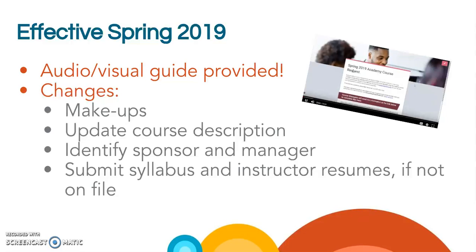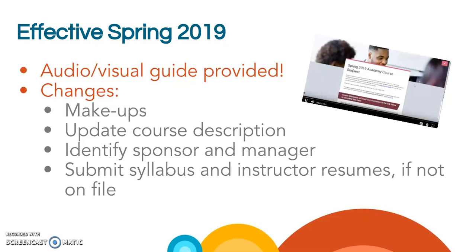We may not use them. Most likely we will, because that's what the trend has been. And update the course description as mentioned earlier. Identify who your sponsor and your manager are. We will try to determine who they are based on our relationship with different programs. And we will also ask the directors to identify the sponsors, and for the sponsors that they have identified, to identify the course managers. So that process is in the works.